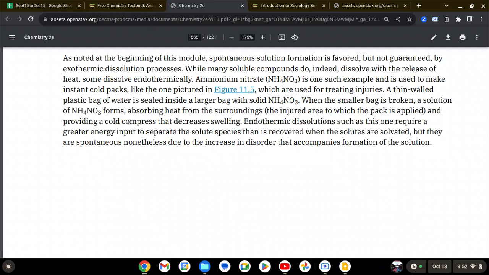Endothermic dissolutions, such as this one, require a greater energy input to separate the solute species than is recovered when the solutes are solvated, but they are spontaneous nonetheless due to the increased disorder that accompanies formation of the solution.